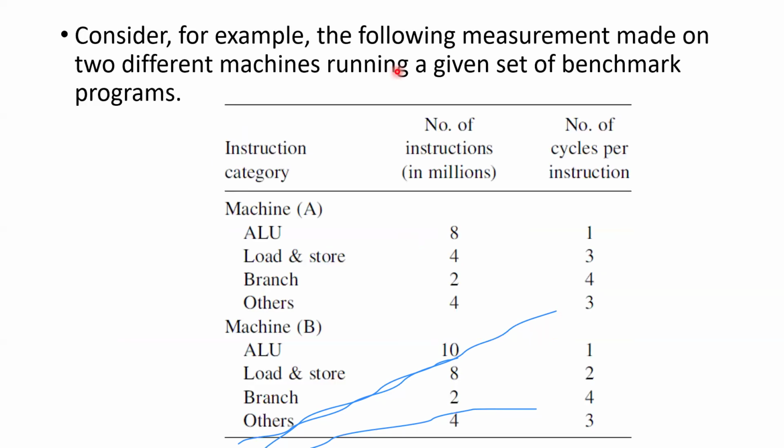With that in mind, over here I have machine A and machine B. I want you to calculate both the overall CPI and the MIPS of machine A and machine B. I'll give you 2 minutes to do that.